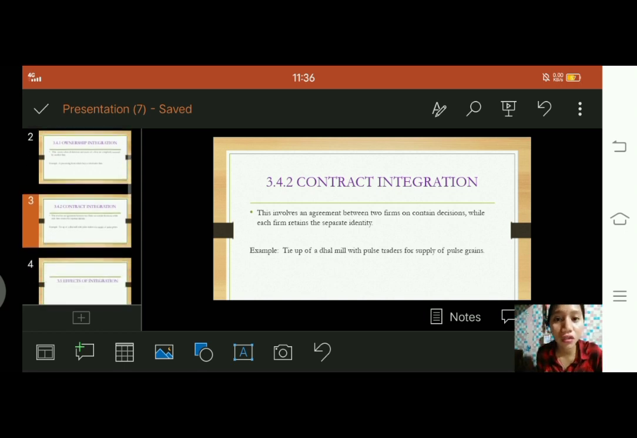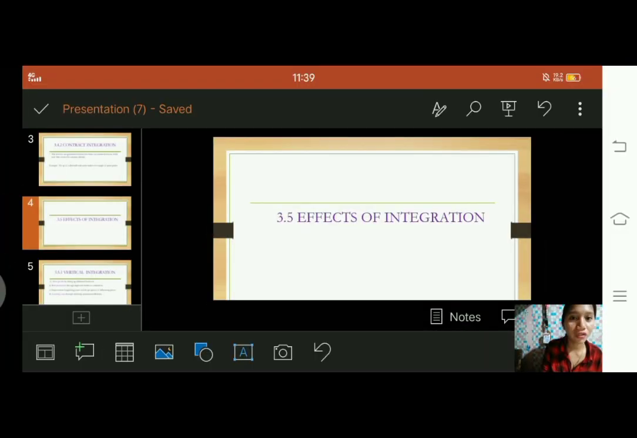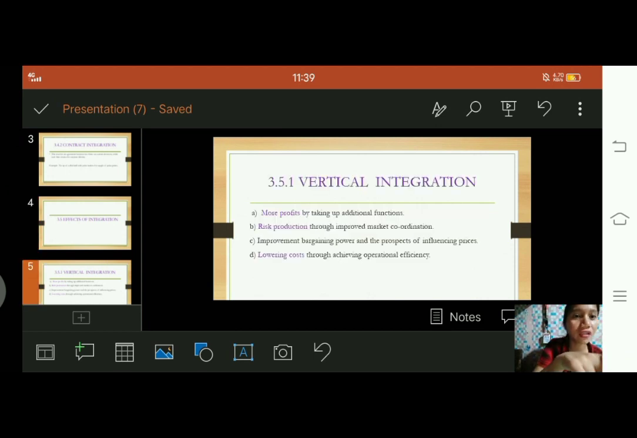Then let's move on to effects of integration. There are three types. The first one is effects of vertical integration: more profits by taking up additional functions, and risk reduction through improved market coordination.